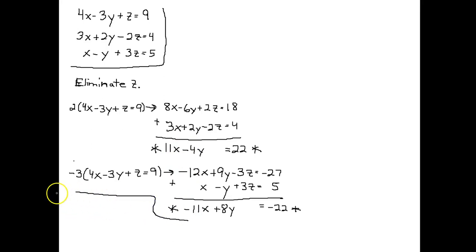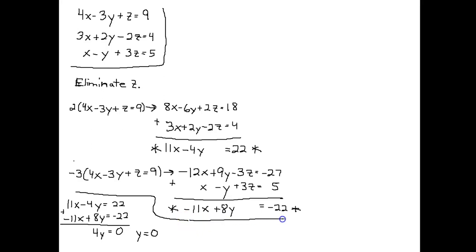In the interest of space, I'm going to come over here. 11x minus 4y equals 22. -11x plus 8y equals -22. Ooh, interesting. 11x and -11x will be 0x. -4y plus 8y is 4y. 22 and -22 is 0. Ooh, so y is 0 in this case. It does happen. 0 is a number, so I didn't do anything wrong.